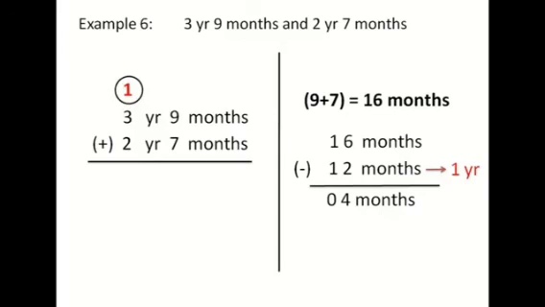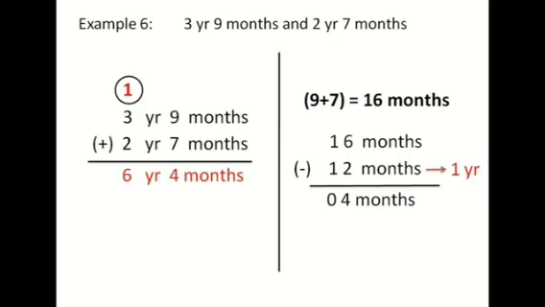Am I clear? When you get 12 or more than 12 months after doing the addition, you have to subtract 12 months from that. 12 months means 1 year. It will be carried over to the column of years. And the difference is how much? 4 months will come here in the column of months. Now the years will become 3 plus 2 plus 1, which means 6 years, 4 months.